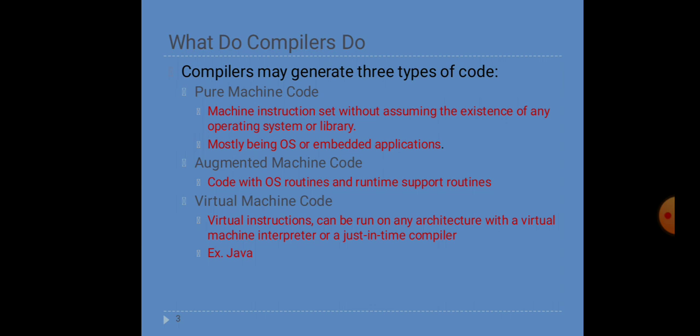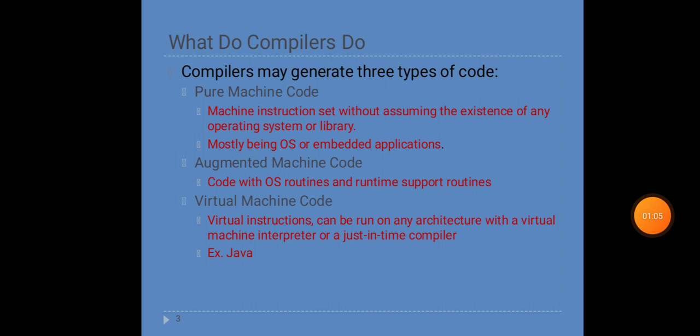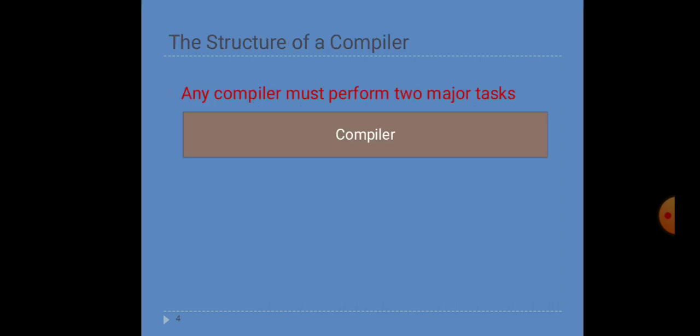The second type is augmented machine code. Code with OS routines and runtime support routines. The third type is virtual machine code. Virtual instructions can be run on any architecture with a virtual machine interpreter or a just-in-time compiler. Example, Java.